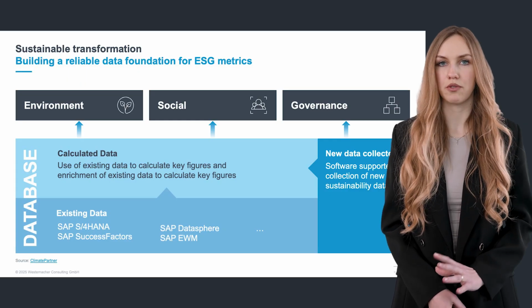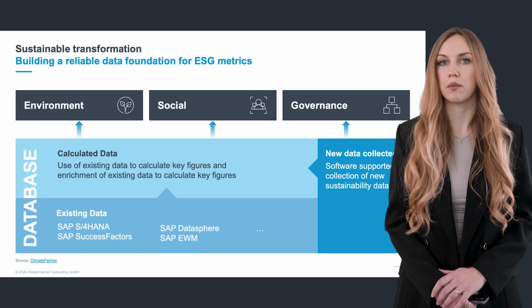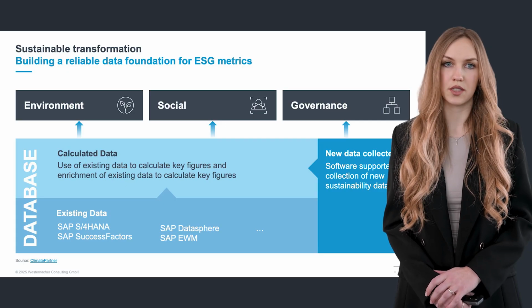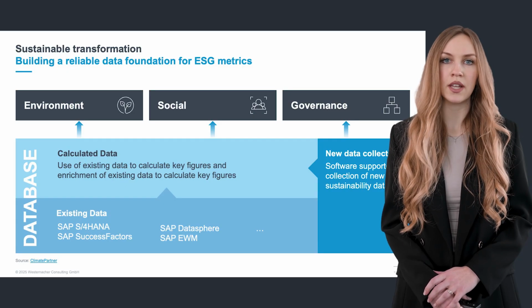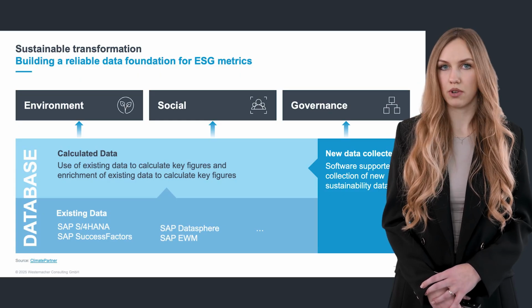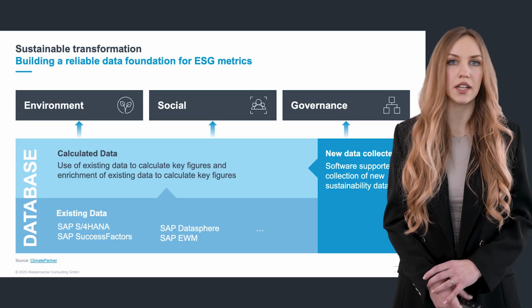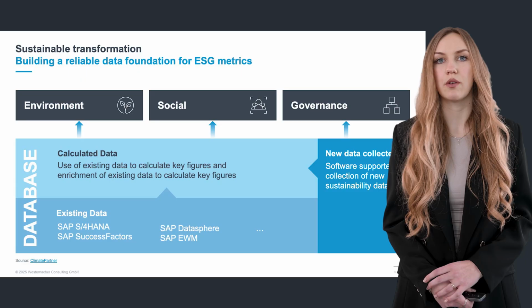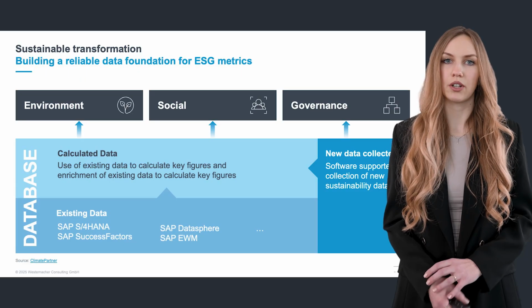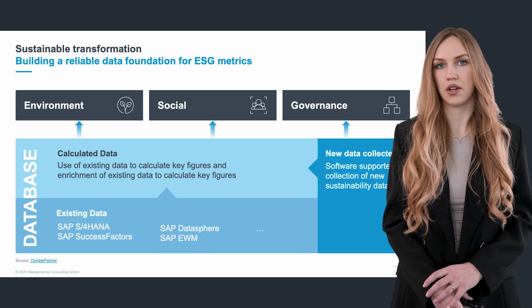So a huge part of this database is already existing data within your ERP system, for example, S/4HANA, or your HR system like SAP SuccessFactors. And with this data, we can calculate a lot of KPIs which are relevant for our ESG reporting. So for example, social KPIs like employee training or employee working times. We can calculate these out of our data from SAP SuccessFactors or S/4HANA.